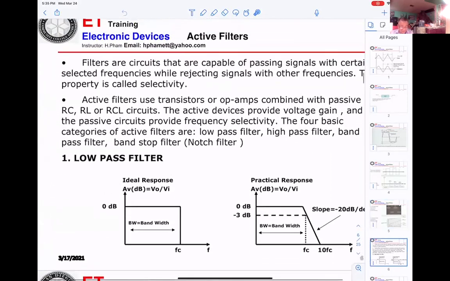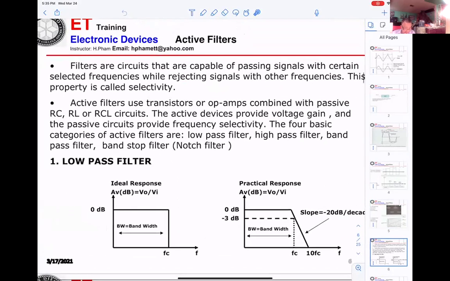And now, what is a filter? Filters are circuits capable of passing signals with a certain selected frequency, while rejecting signals with other frequencies.